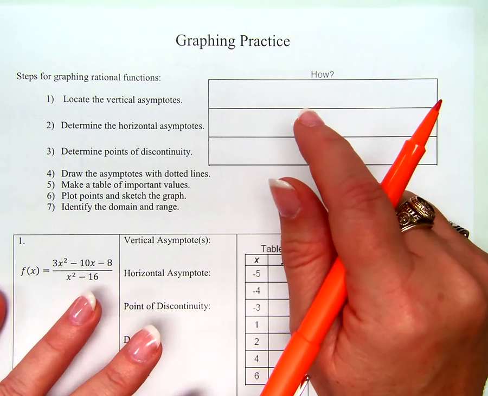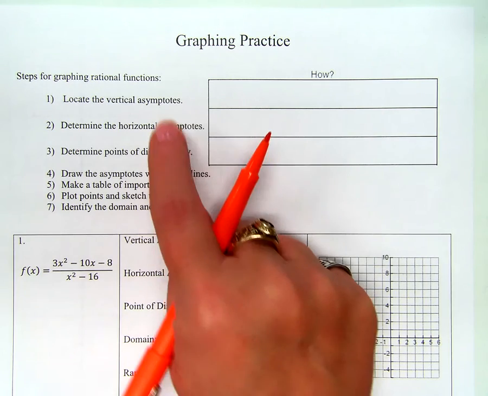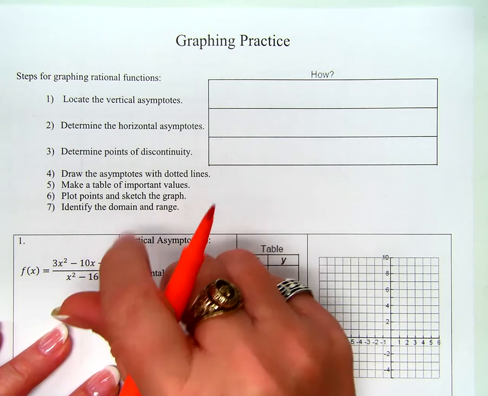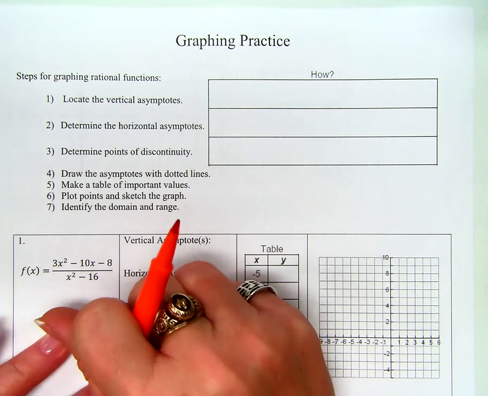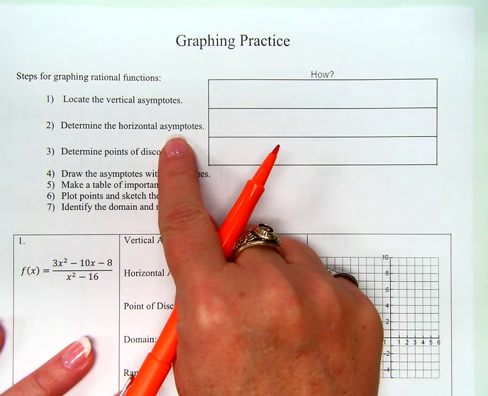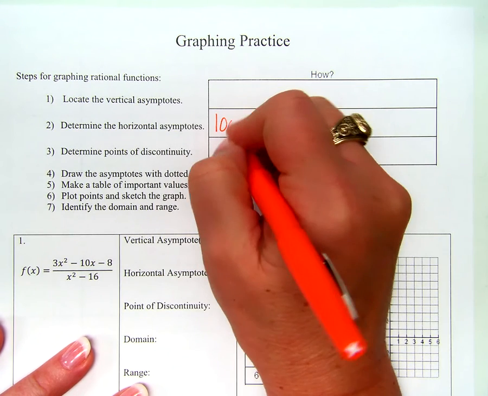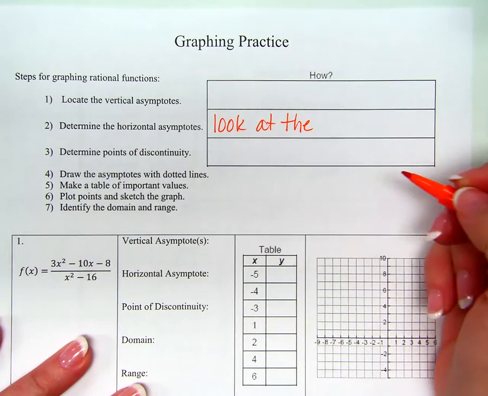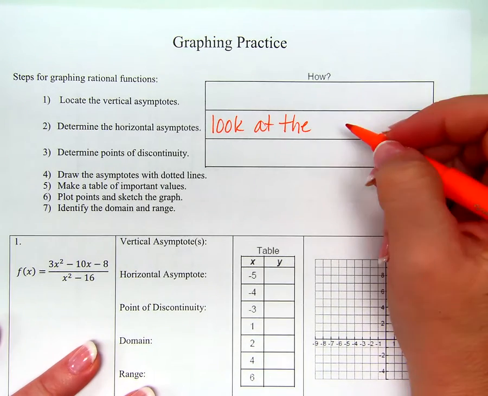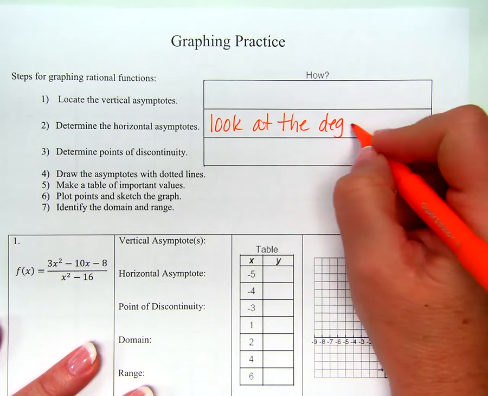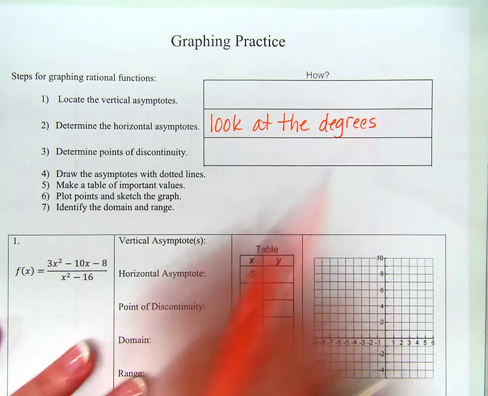Are you okay with that? So which one of these are you very confident that you know how to do? You know how to do horizontal asymptotes? Okay, what do you do? Look at the what? For horizontal asymptotes, what do we look at? The exponents, specifically the degree. Right? We look at the degrees.